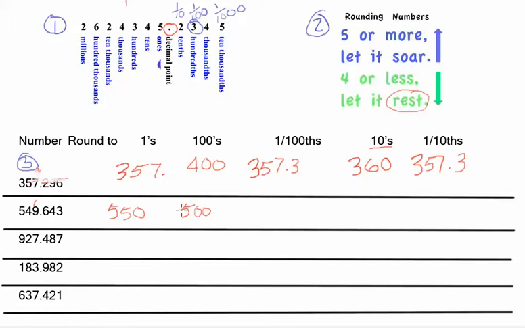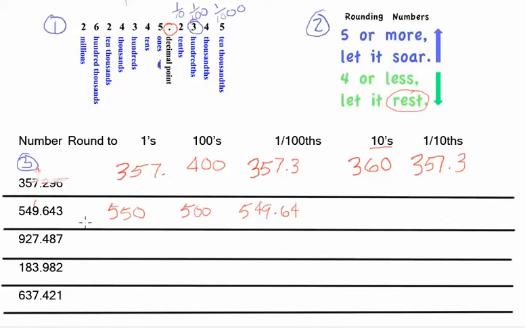Okay, the 1/100th place, well, the 1/100th place is the 4, and so we have to look at the number to the right. It's a 3, so again, it's 4 or less, so we're going to let it rest. So our answer is going to be 549.64. All right, everybody get that one correct? I hope so.